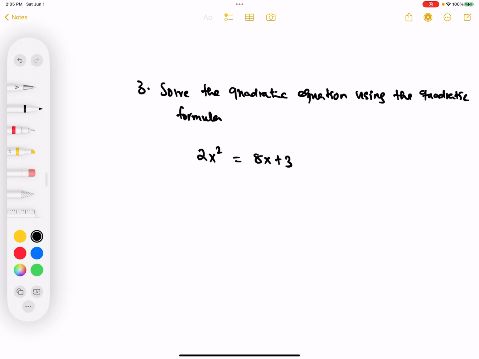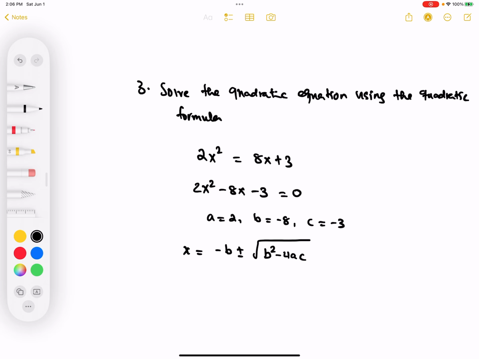Let's do one more. Now, the first step, like I said, is to write this one in standard form. This is the standard form, 2x squared minus 8x minus 3. From this, you can see that a is equal to positive 2, b is equal to minus 8, and c is equal to minus 3. So the x value can be written using the quadratic formula. Don't forget this formula, please. b squared minus 4ac over 2 times a.